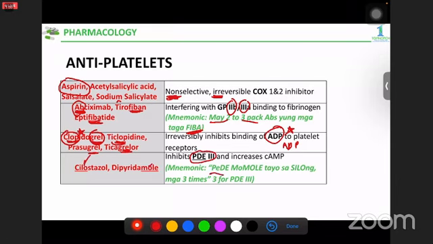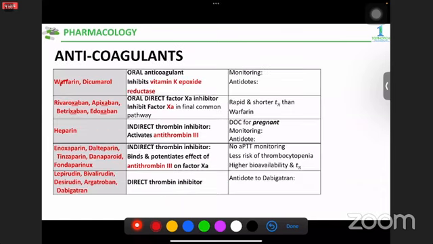Okay? So ito yung mnemonic ni Dr. Imran for that. Pwede mumatay sa silong mga 3 times daw. So PDE3, momol, dipyridamole, silong is cilostazol. Okay? So anticoagulants, again, na-discuss natin kanina si warfarin.